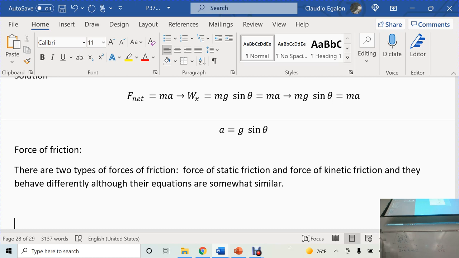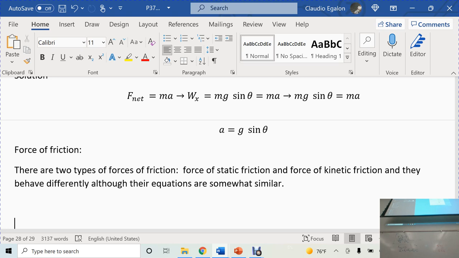Let's take a look at this object here. Whenever you try to move an object, you apply a force to it and it is difficult to get it going. See, I'm applying a force to this bottle, it's not moving yet. I have to reach a certain value to make it move. I'm increasing the force little by little. Okay, finally.